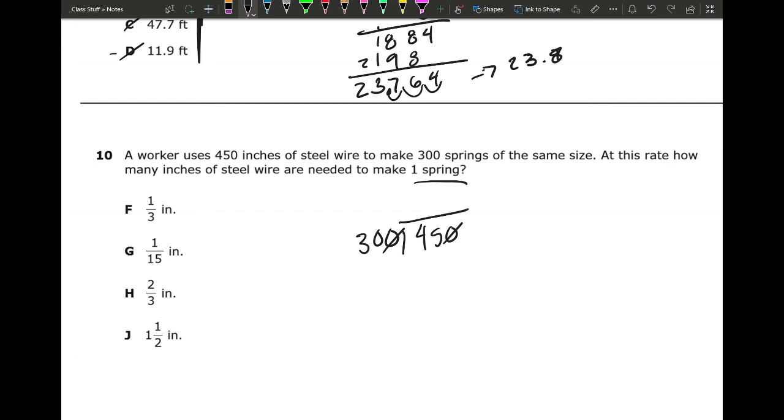30 goes into 45 one time. 1 times 30 is 30. You subtract, you get 15. You add a decimal. You add a zero. And you bring it down. And 30 goes into 150, 5 times. It's 150. And the remainder is zero. So it's 1.5.